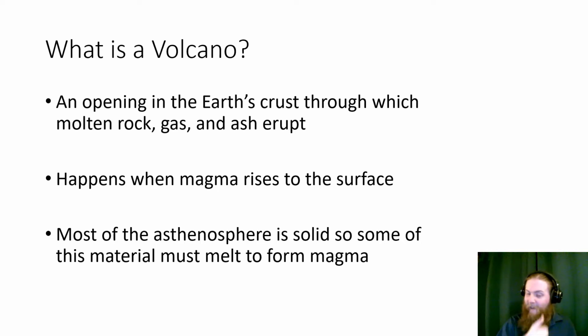Now the asthenosphere, the very top layer of the mantle, is solid. So some of this material has to melt to form actual magma, to form this actual liquid rock component that is able to be ejected through a volcano.